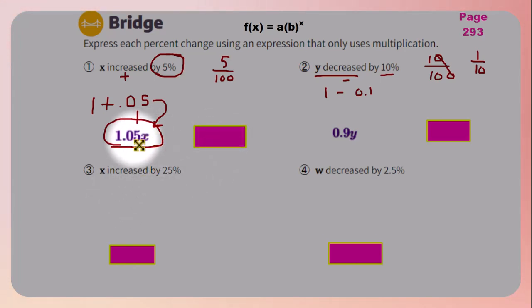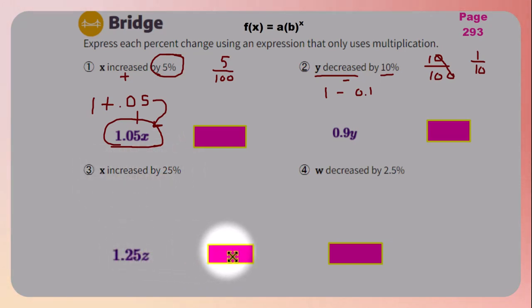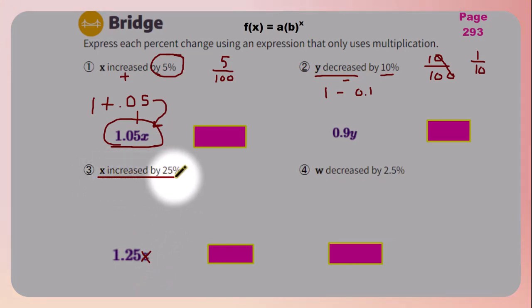Following this model, we're going to increase. So we're going to be adding 25% to 1 and multiplying by x. Now I think they got the wrong answer here. Should be an x here instead of a z. Sometimes the workbook does that, so don't let that throw you off. Okay, x increased by 25%.